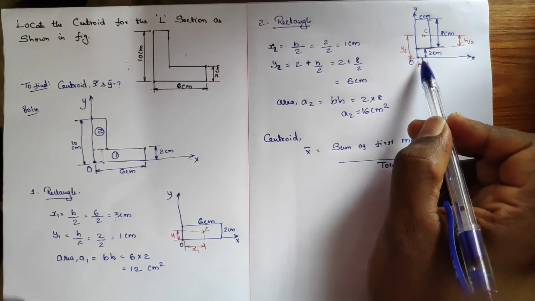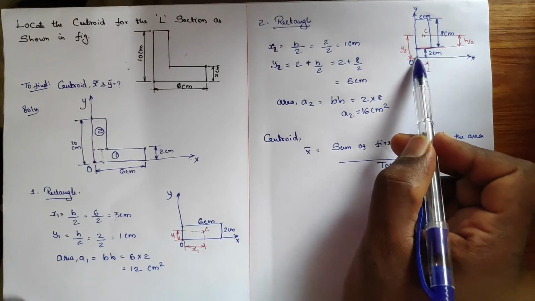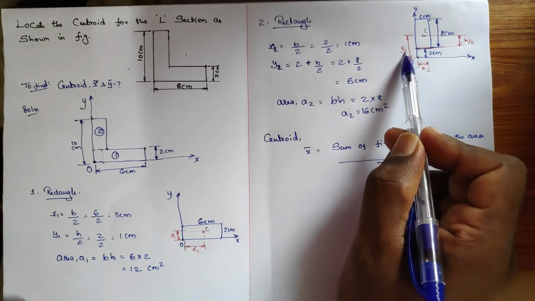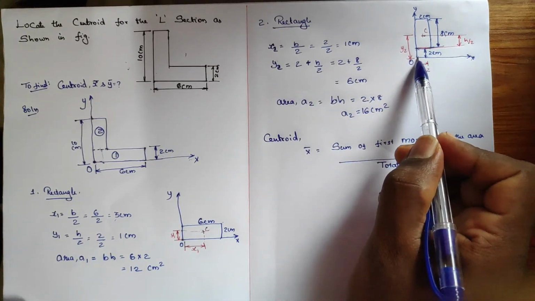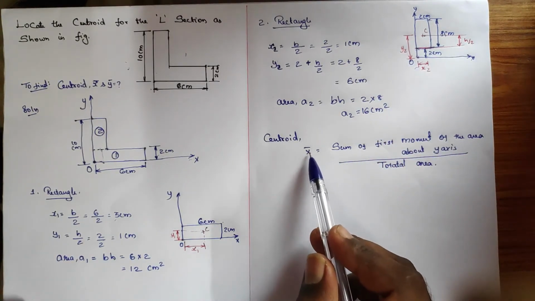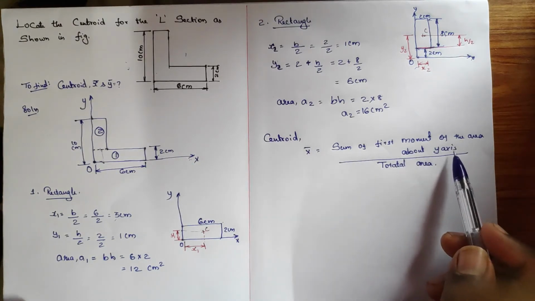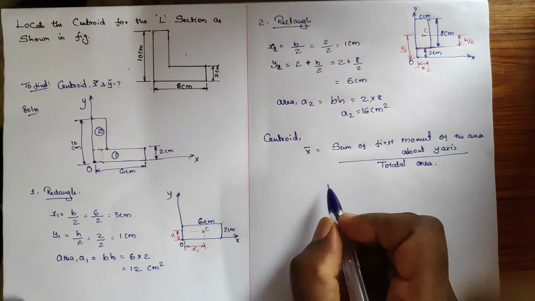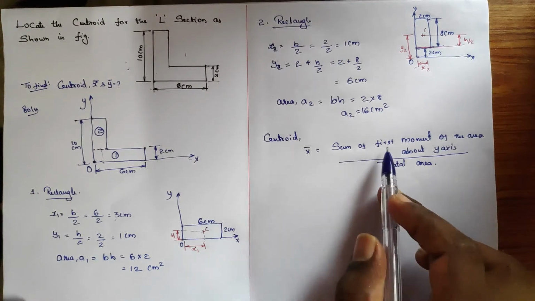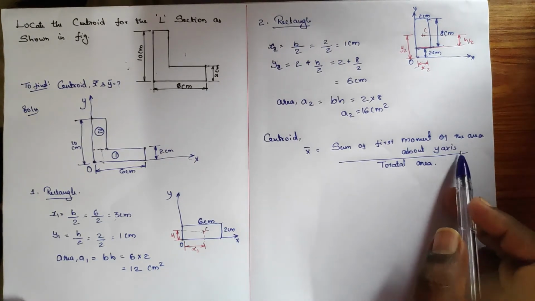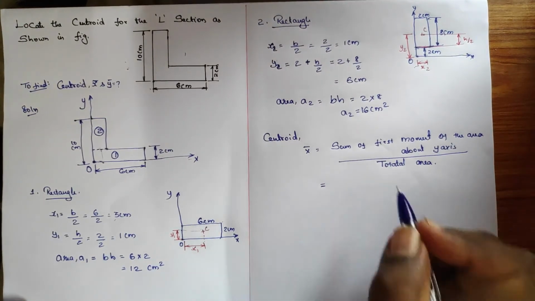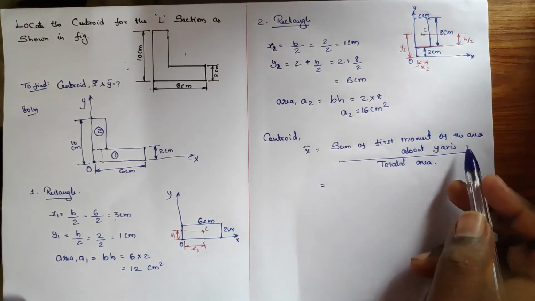Always, x distance we will be specifying from the y axis to the particular distance. For y measurement we specify from the x axis to the particular distance. So here for the centroid, x bar is the sum of first moment of area about the y axis divided by total area. Similarly, y bar will be the sum of first moment of area about the x axis divided by total area.